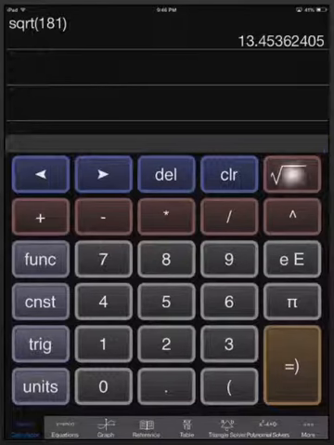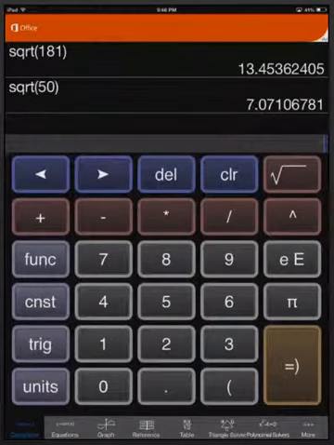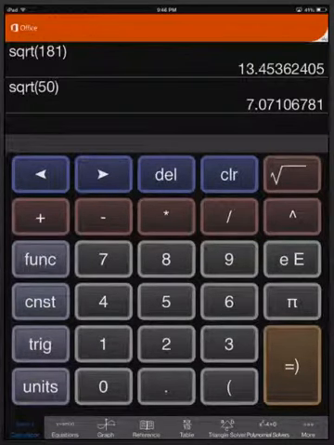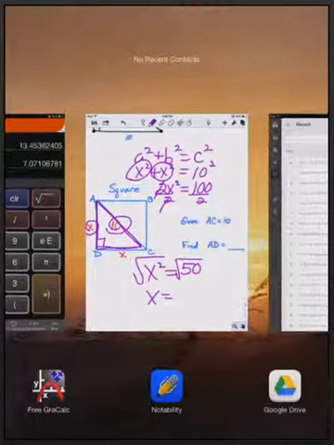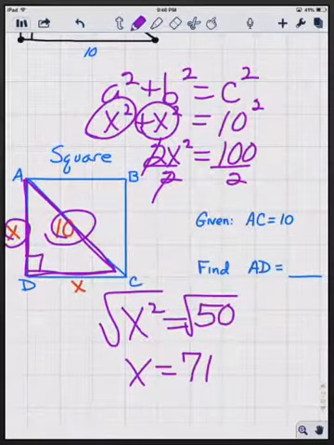Square root of 50 is equal to approximately 7.1. The 7.07 rounds up to be 7.1. So that is our answer, accurate to the nearest tenth.